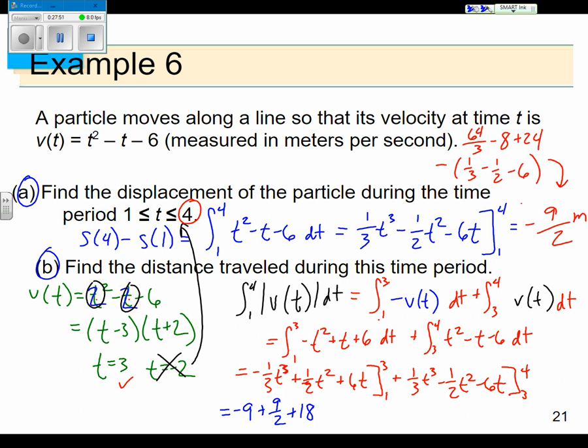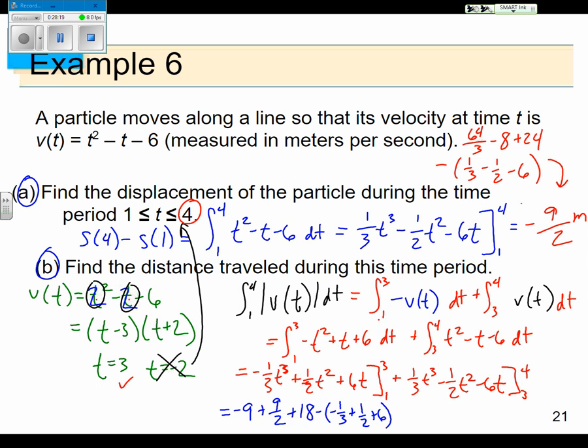Now I got to go back and plug in 1. So that's going to be a negative 1/3. Now notice I'm not subtracting off all. Oh, I am subtracting off all this. Now it's a fiasco. So minus a negative 1/3, minus a positive 1/2, minus a positive 6. This may end up being subtracted off. So that's the first half.